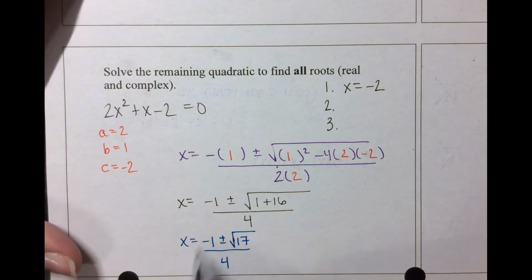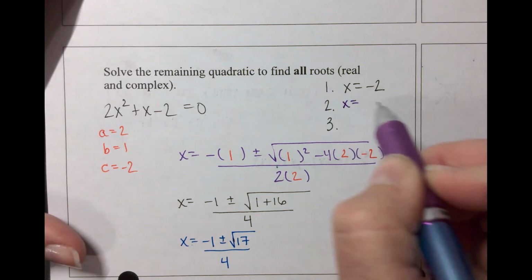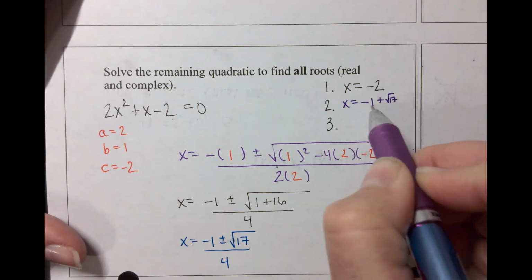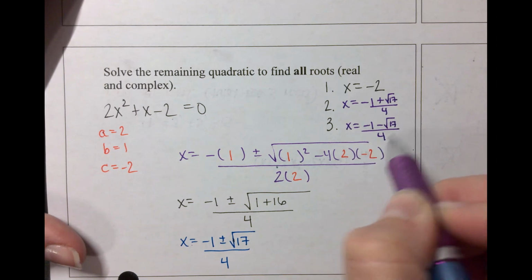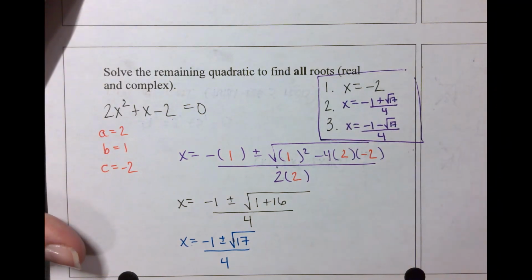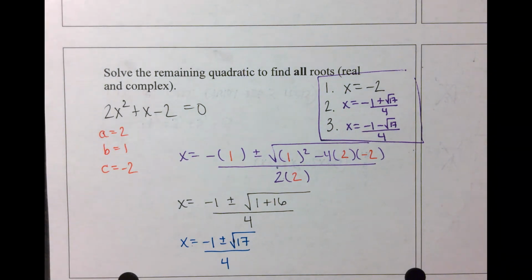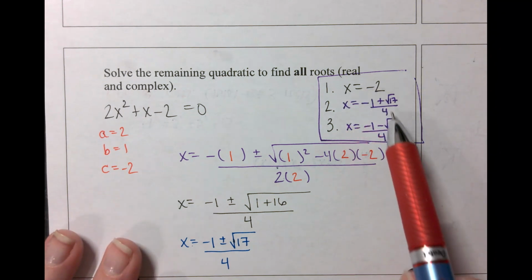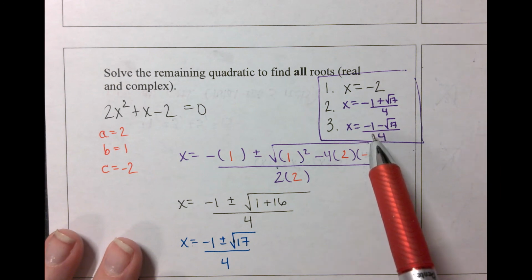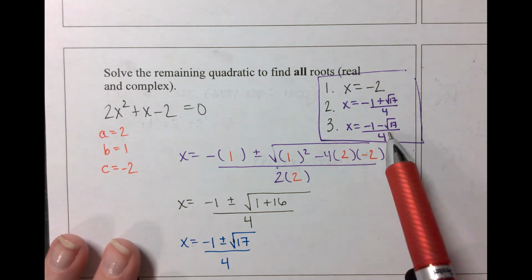But it's still two answers, isn't it? It's -1 plus radical 17 over 4, and x equals -1 minus radical 17 all over 4. So I could have written that a little bit better, and I apologize for cramming it in when I had all this room over here. But we knew we should have 3 answers. There's only one of them that's a nice answer, and the other 2 are irrational. They're not imaginary. They're just decimals that don't end.